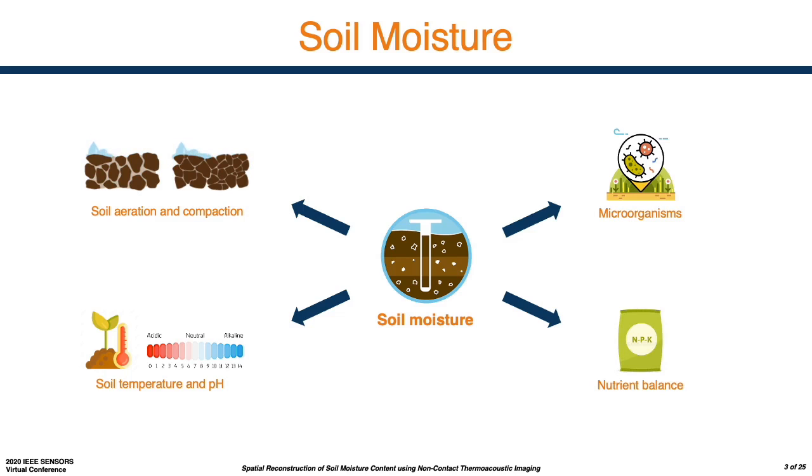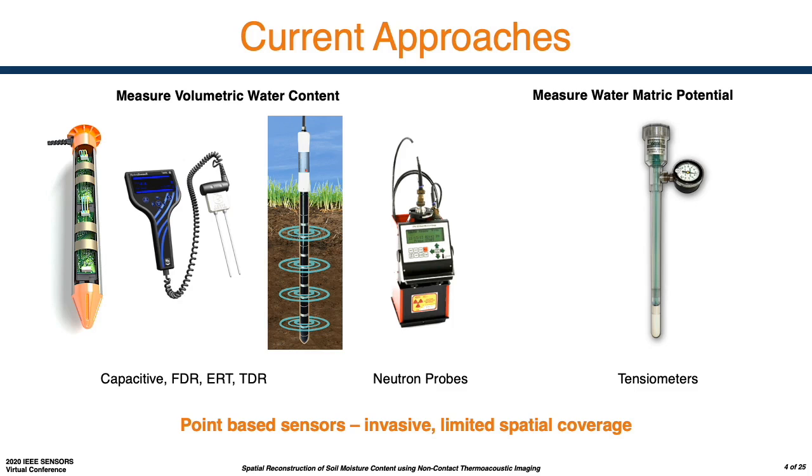As depicted here, soil moisture is an important parameter that impacts vital properties of the soil, including its chemical and biological composition. The most prevalent approaches today for measuring soil moisture are point-based sensors. However, they are all invasive, requiring a probe or sensor to be inserted into the ground. This not only limits spatial coverage, but also can corrupt the measurement environment itself.